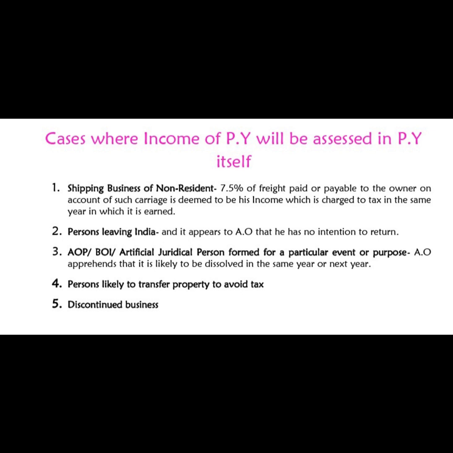Let us take an example of Mr. A, who is a non-resident situated outside India, and his ship is right now at an Indian port. It contains goods or livestock or passengers, and for this ship to leave the Indian port and reach Mr. A, he has to pay tax. On what amount does Mr. A have to pay tax? For income tax purposes, 7.5% of freight paid or payable to the owner on account of such carriage of goods or livestock or passengers is deemed to be his income, and such income is charged to tax in the same year in which it is earned.